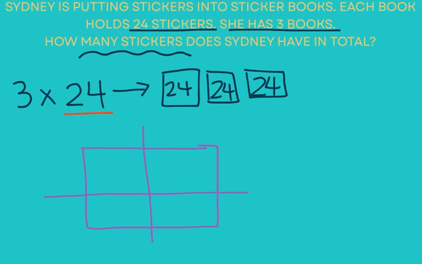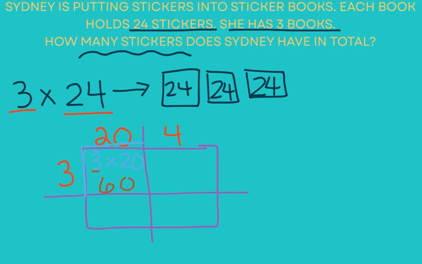So for 24, it can be broken or decomposed into 20 and 4. And then 3 is a single digit number, so it's just going to stay as 3. No need to decompose. Remember that the area model means I am multiplying my length, which in this case is 3, times my width, which in this case is 20. 3 times 20 equals 60.